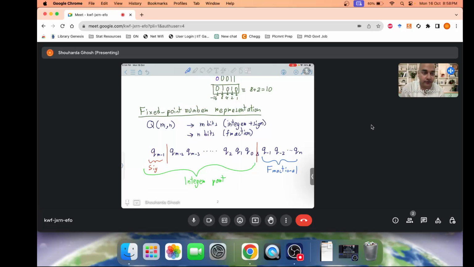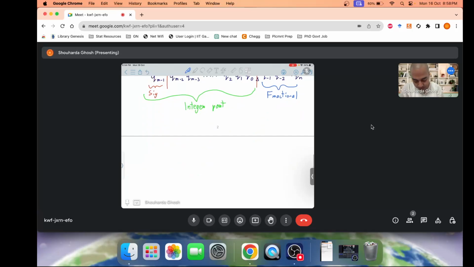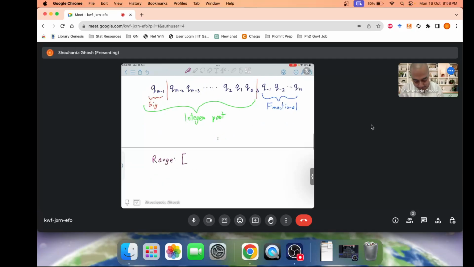And what is the range of values covered by this number? The range is, since it's m bits of integer, so m minus 1, remember, because the sign bit is eating up 1 bit, minus 2 to the power m minus 1 to 2 to the power m minus 1, where 2 to the power m minus 1 is excluded, and you have a resolution of 2 to the power minus n, which corresponds to the last bit over here.